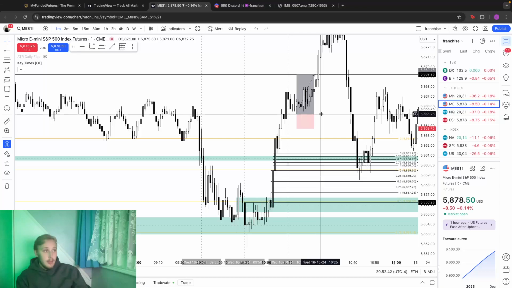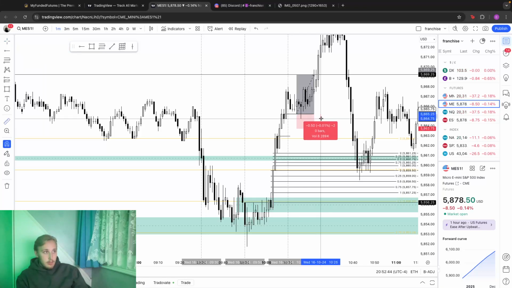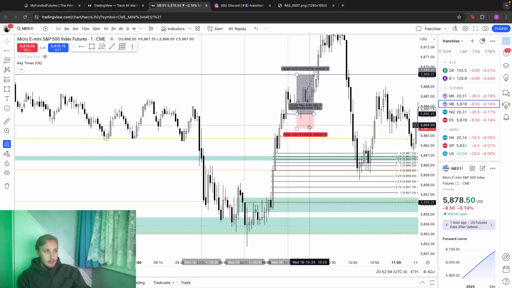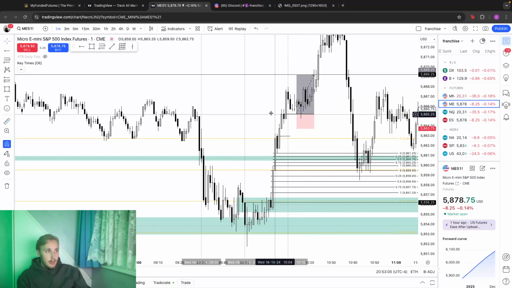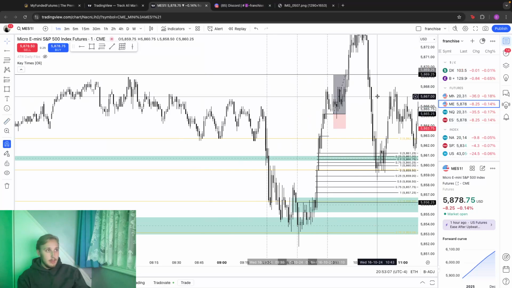But yeah, we barely had any drawdown. We had about 2 ticks of drawdown, which is literally nothing. No, 2 points. So we had 8 ticks drawdown. Wait, no, we didn't. I'm waffling right now. We had 2 ticks drawdown there, so it was half a point. And then we went straight to TP.